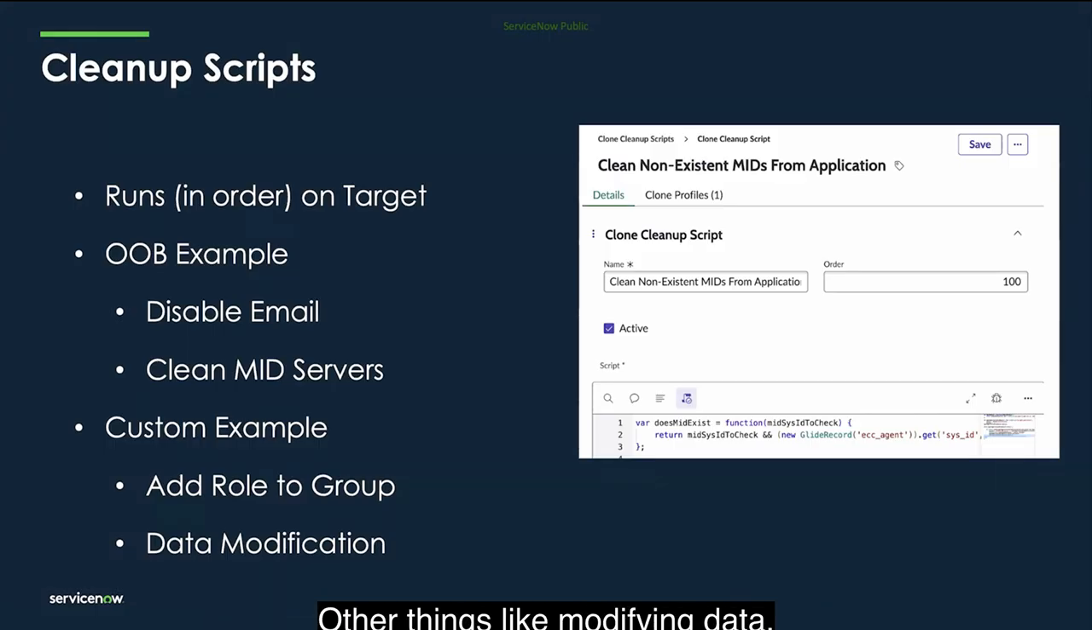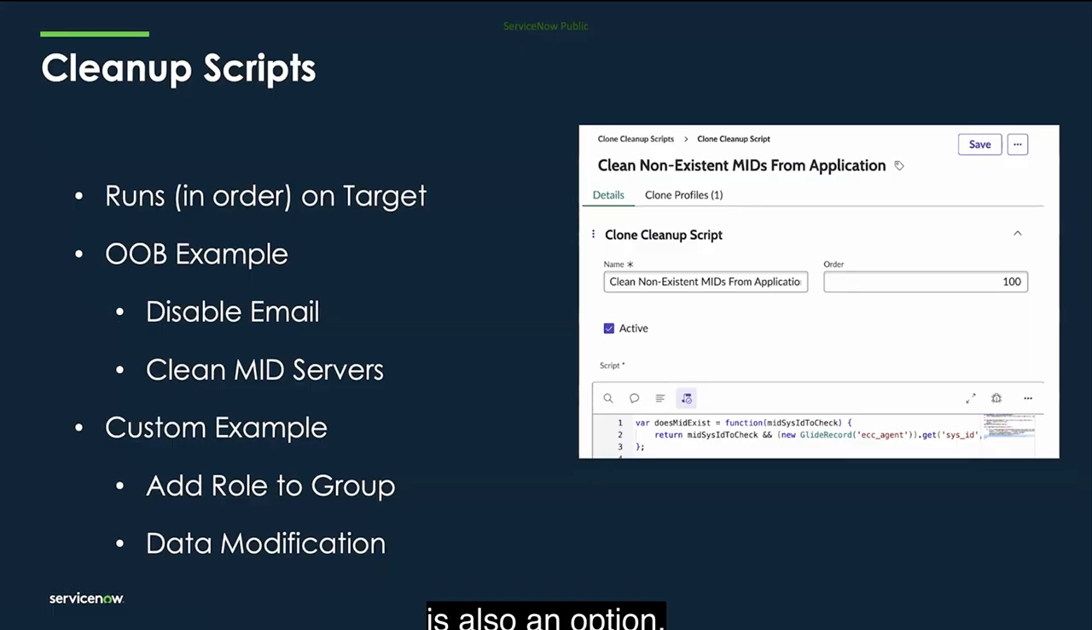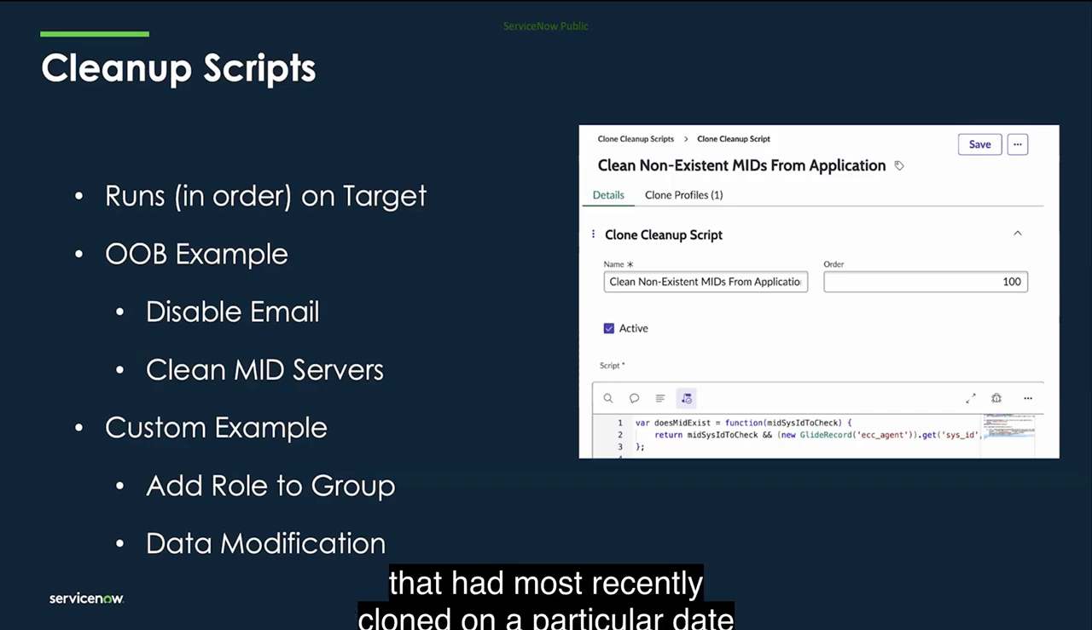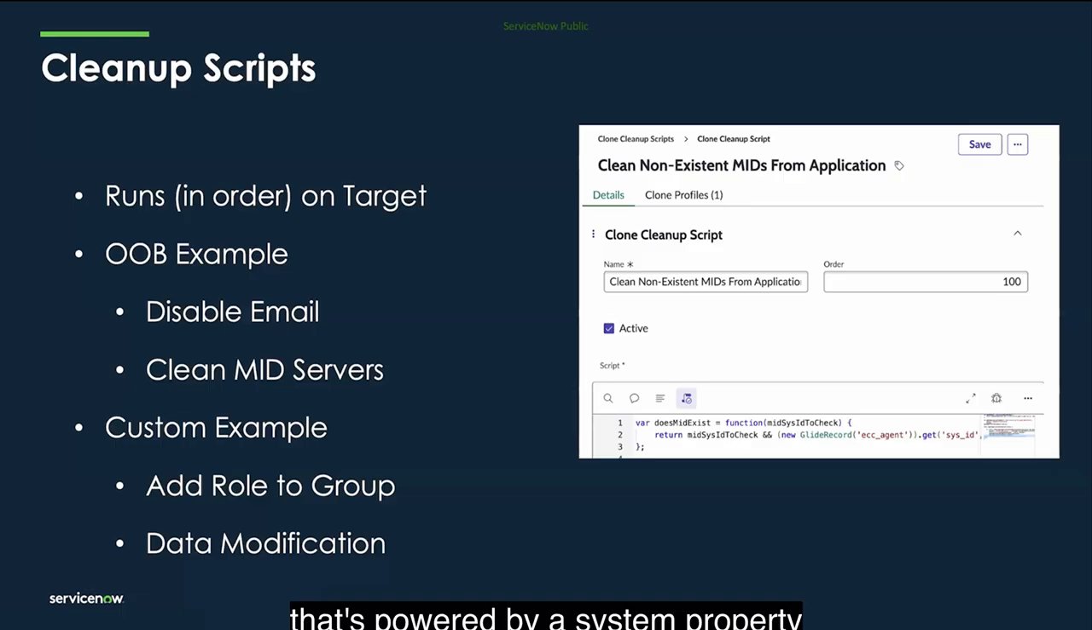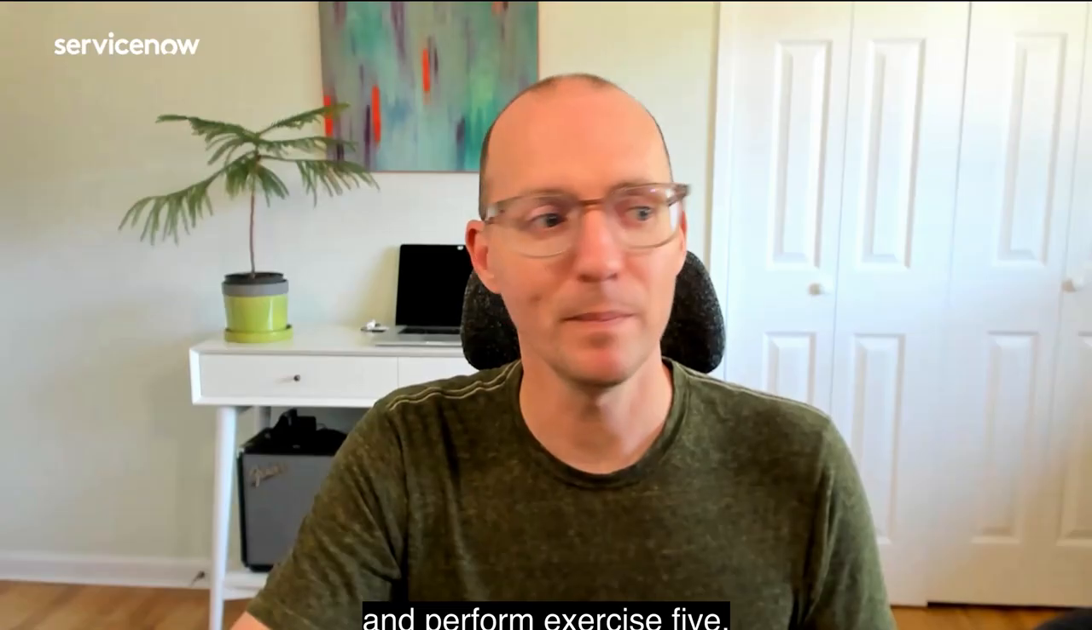Other things like modifying data, whether it's pruning out certain fields or any other large data modification, is a good place to run in a cleanup script. And also doing some dynamic instance theming is an option. So if you've ever seen an instance that showed the date it most recently cloned up on the title bar or in the browser tab, that's powered by a system property that can be updated by a cleanup script. And at this time, we will pause the video and perform exercise 5.